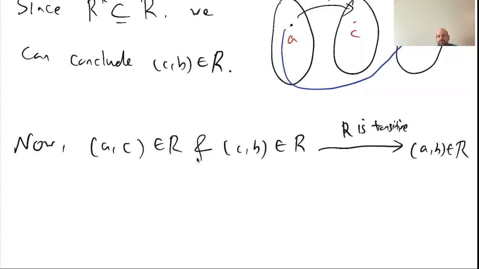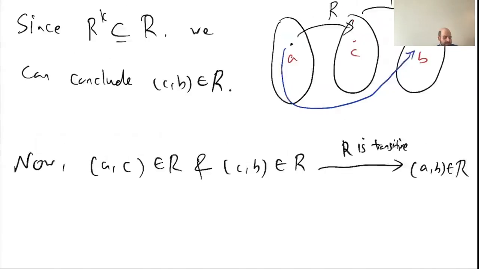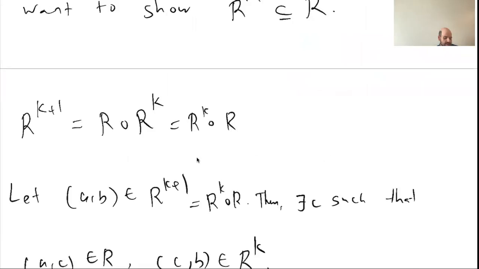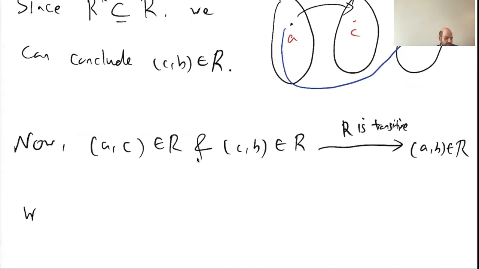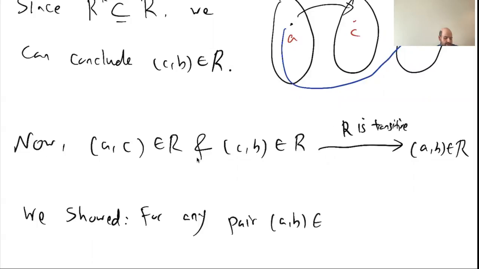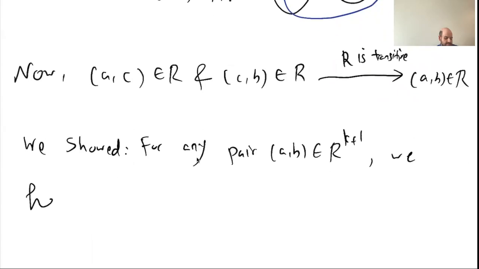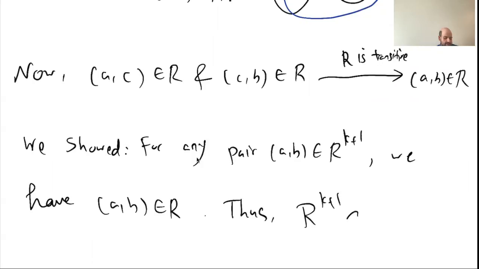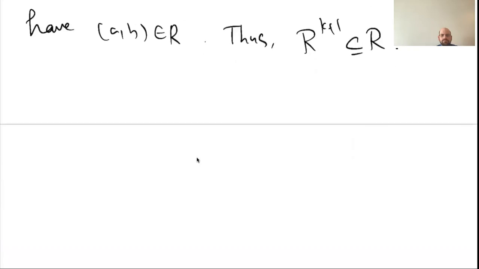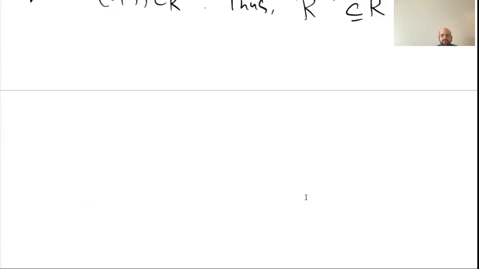If R is transitive and (A, C) and (C, B) are in R, then that means (A, B) must be in R. And we wanted to show that, remember, I took (A, B) in R to the power K plus 1, and I showed that (A, B) is in R. So we showed that for any element or any pair (A, B) in R to the power K plus 1, we have (A, B) in R. So that means R to the power K plus 1 is a subset of R. If every element in R to the power K plus 1 is in R, that means R to the power K plus 1 is a subset of R. All right. So this was the proof of the theorem.